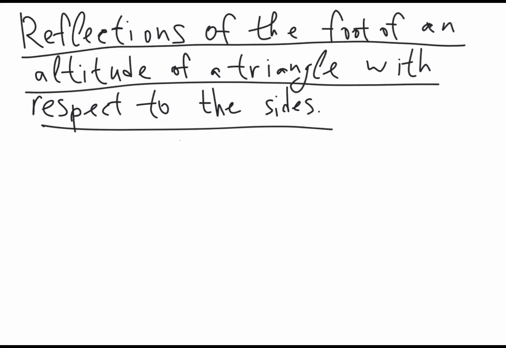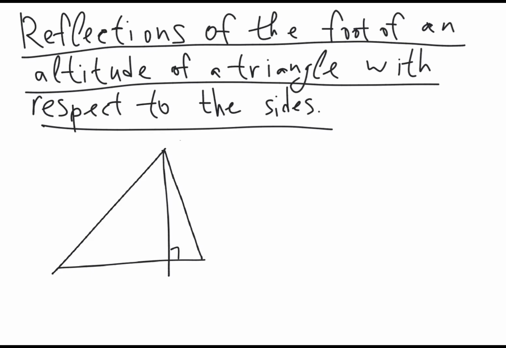Okay, in this video I'm going to talk about the reflections of the foot of an altitude of a triangle with respect to the sides. So let's say that we have an arbitrary triangle. We consider an altitude in this triangle, and this is the foot of the altitude, and we consider the reflections of this point with respect to the other two sides. So like this and like this.